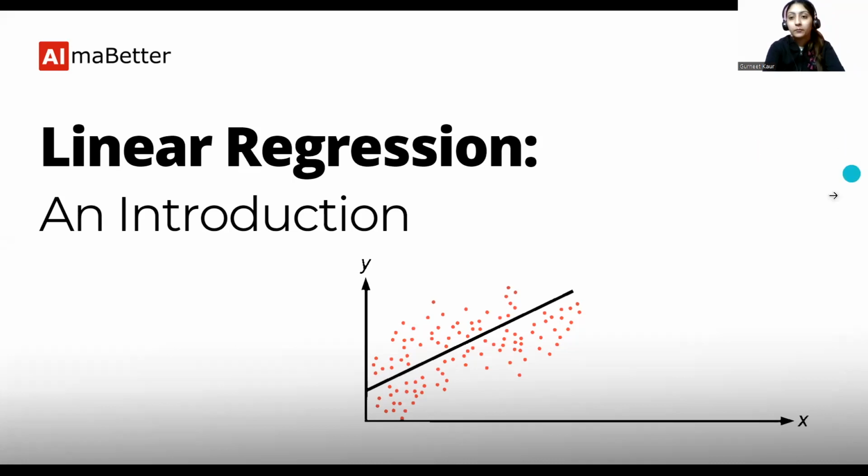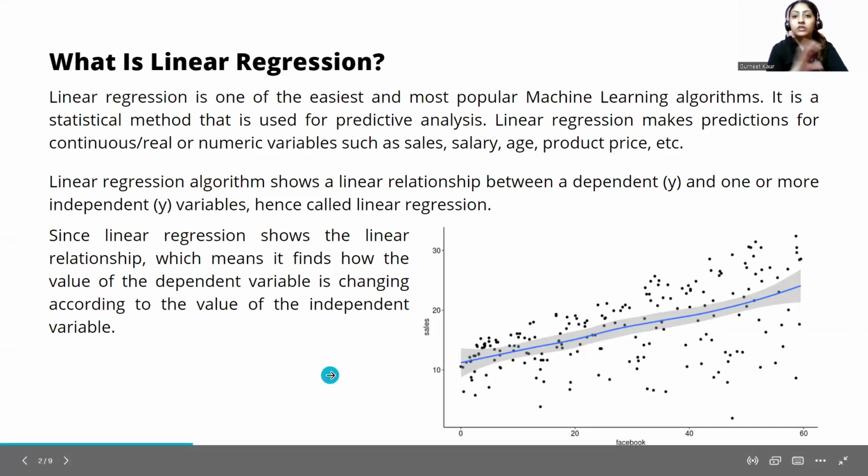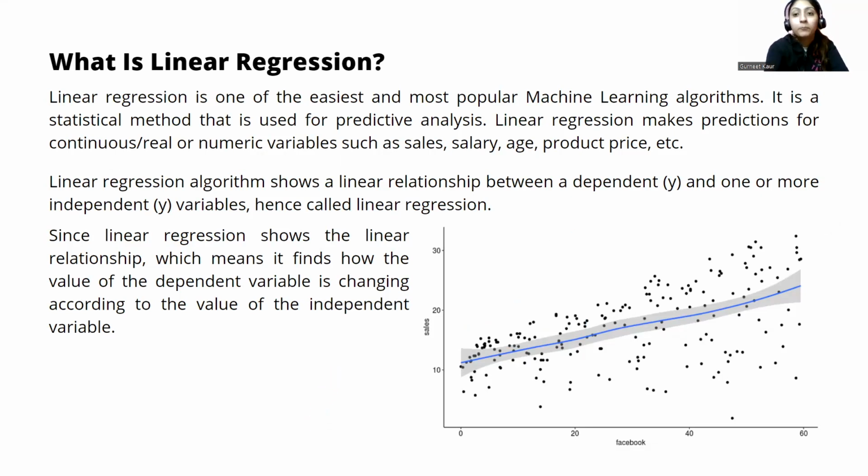So let's get started. What is linear regression? A linear regression analysis is used to predict the value of a variable based on the value of another variable. The variable that we want to predict is called the dependent variable, while the variable that we use to predict the other variable's value is called the independent variable. A linear regression algorithm shows a linear relationship between the independent variable and the dependent variable. So that is called linear regression.